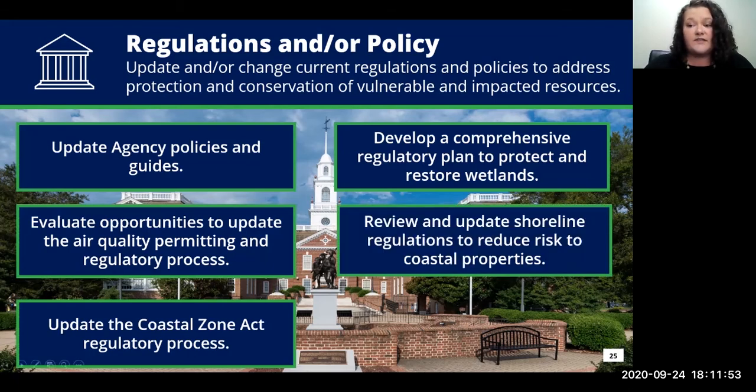The final action in this category is to review and update shoreline regulations to reduce the risk to coastal properties and human safety. An example would be reviewing the current building setback line on the coast to ensure it is located where it is most effective in protecting both dune habitat and coastal structures. By reviewing and updating the line, if necessary, the risk of damage to property and human life is diminished, which not only saves money for the property owner, but also to the state.